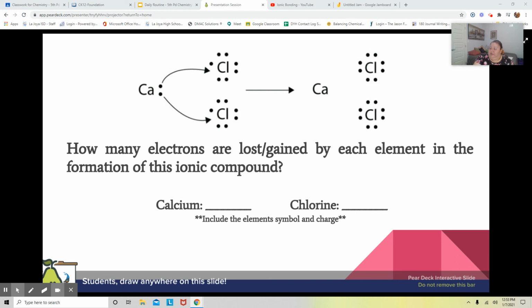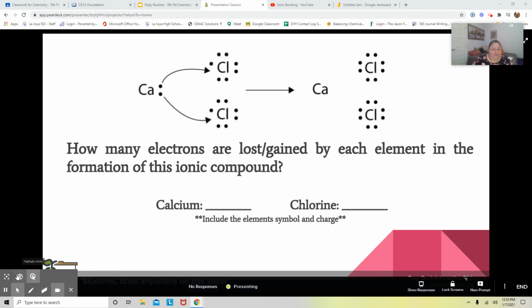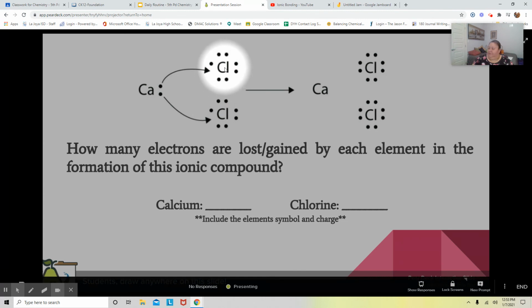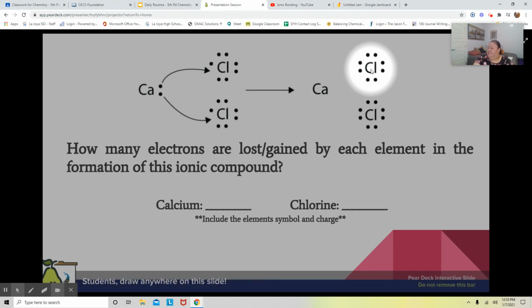What about chlorine? What do you think is going to be the charge for chlorine? Look at what you have on the left, right here. How many or what happened to this chlorine? Okay, why negative? That is correct. Because it gained. How many did it gain in this case? 1.